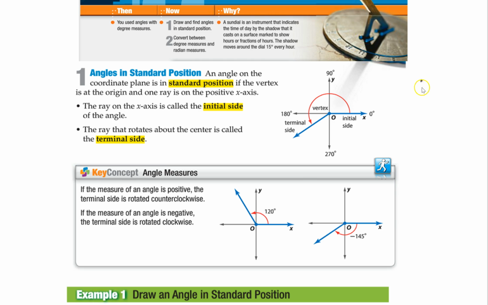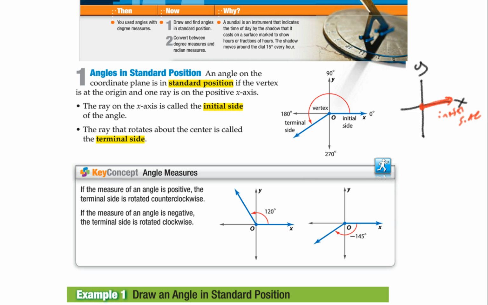So if I give you a normal XY grid, that's how we can draw angles. Let's go over a couple of definitions. Standard position is when we draw on here, like this. We always start on the positive X side. That's the start of our angle, right there. That's called the initial side.